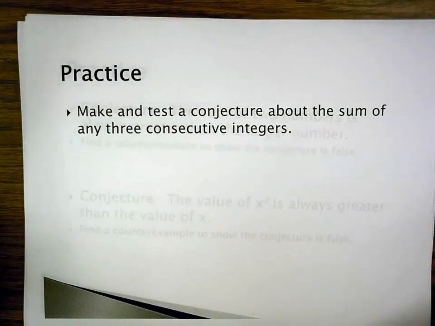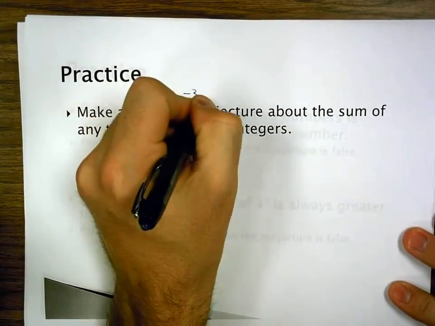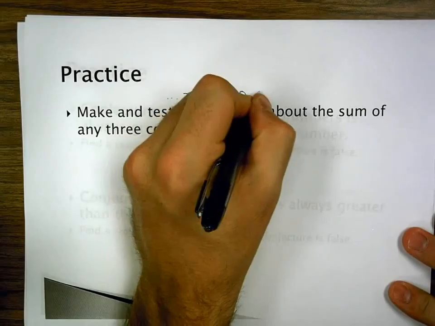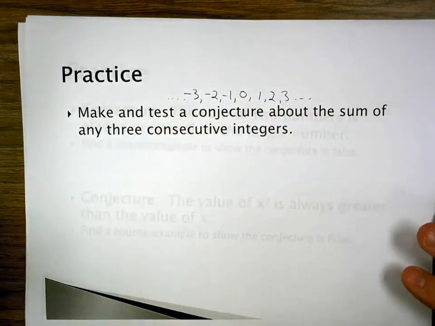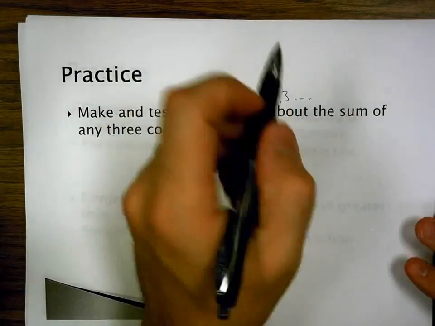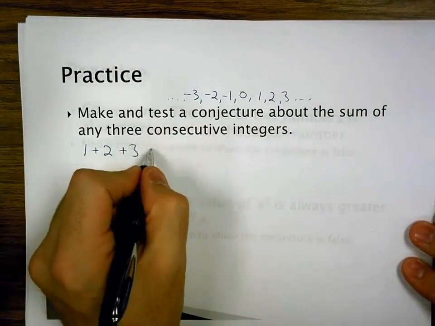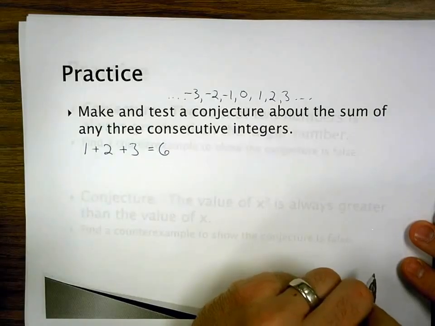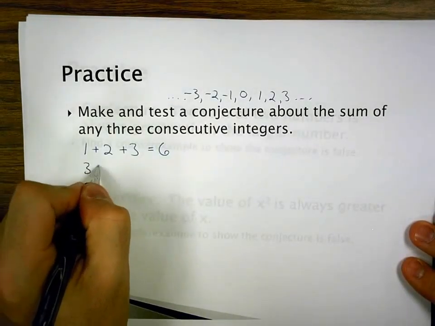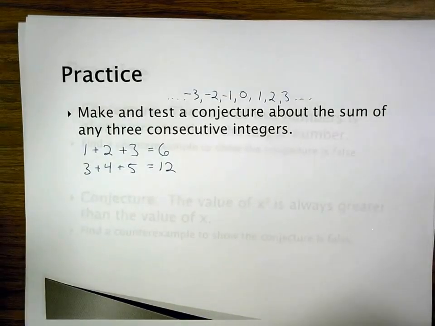So we're going to make and test our own conjecture, and we're going to look at the sum of any three consecutive integers. Consecutive integers are any whole numbers; they could be positive, could be negative, it could be 0. So for 3 consecutive, we'll start with the easiest one: 1 plus 2 plus 3. We're looking at its sum, and that sum is 6. Maybe the next set: how about 3 plus 4 plus 5? That gives us 12. We're looking for a pattern, to see if something develops.